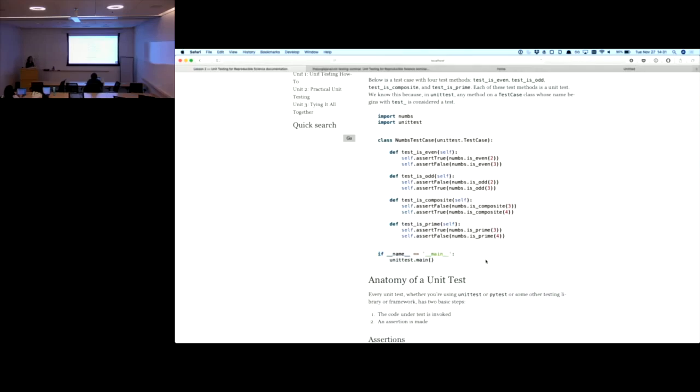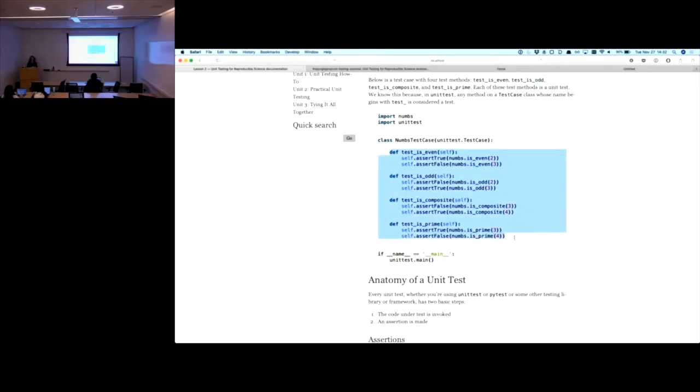And what this block does is it allows us to say, if we just run this script from the command line, if we just say python test_nums.py, this will trigger unit tests to actually load and run each of these tests. So I want you to ignore everything but this.